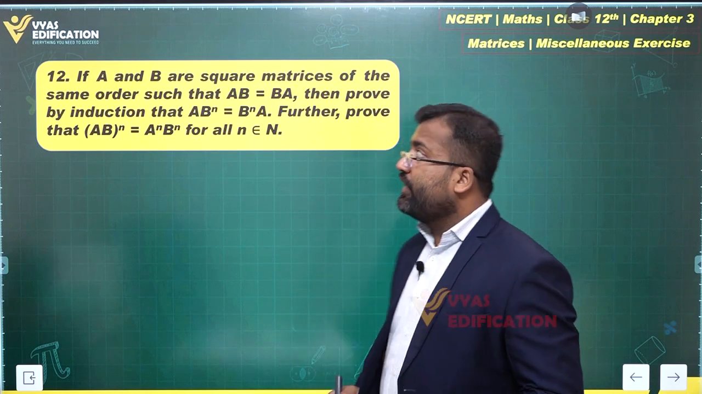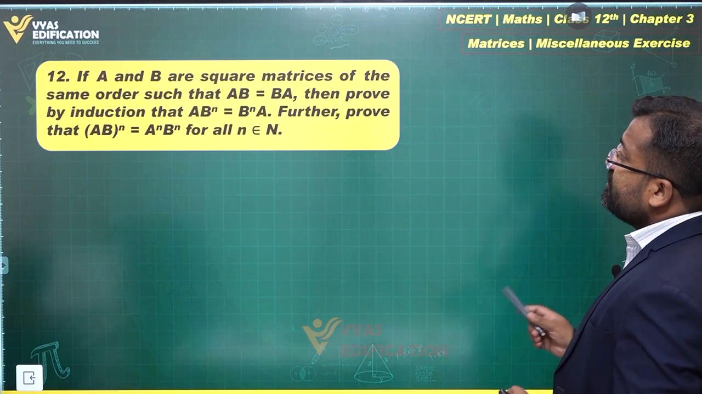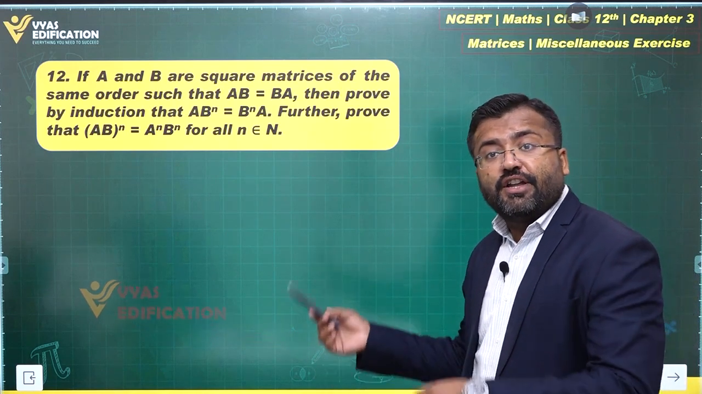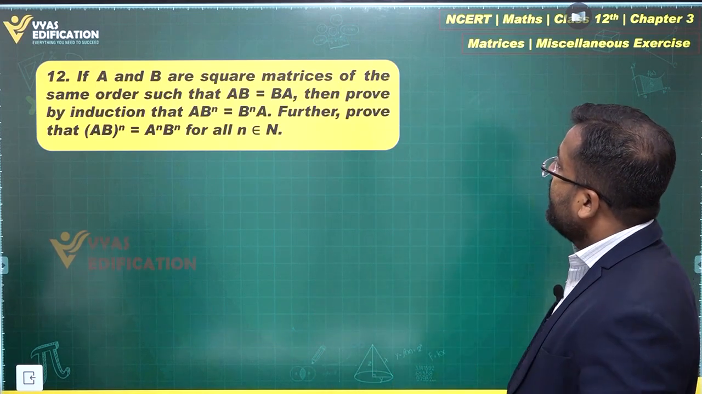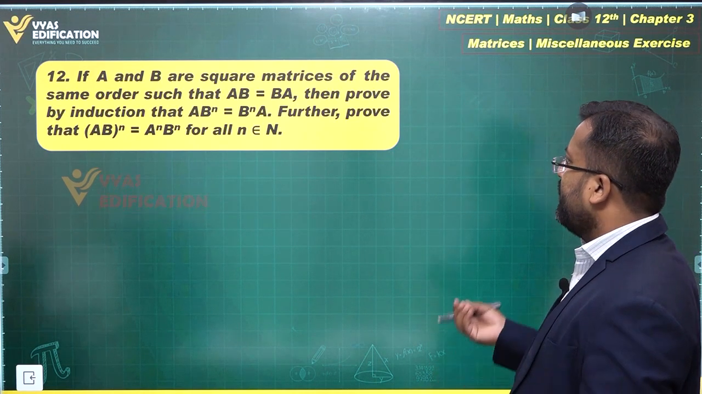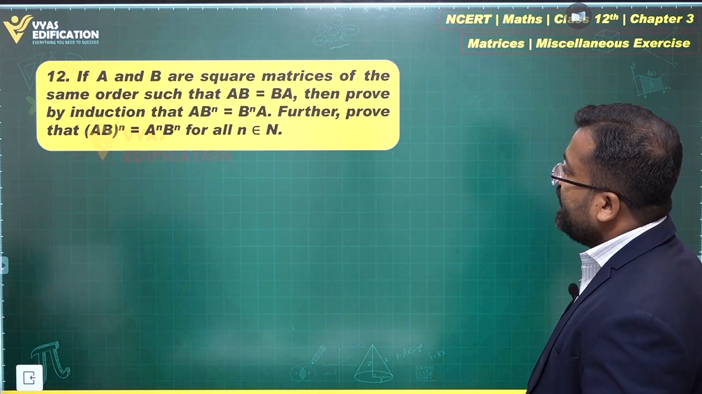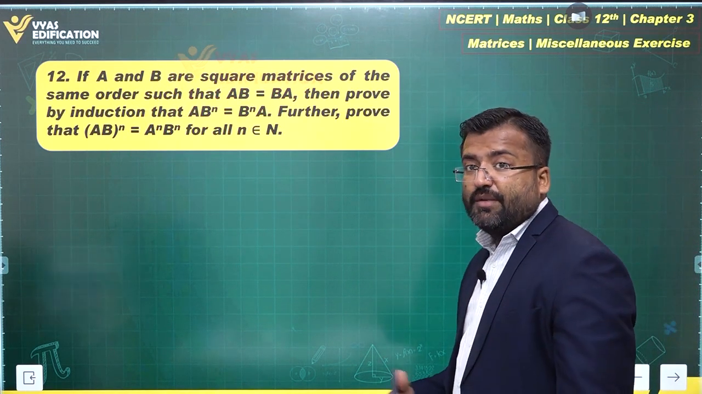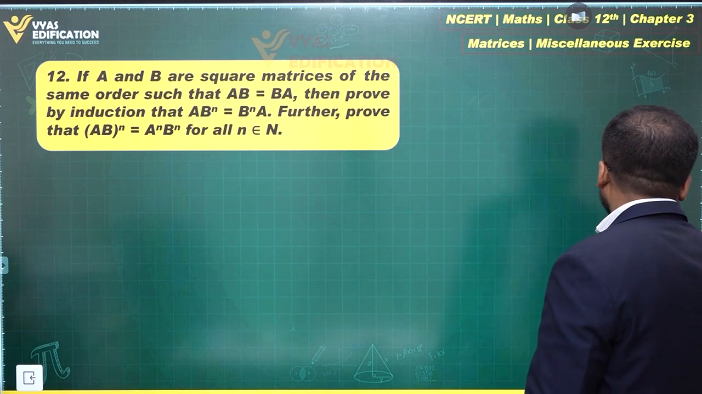Let's discuss this question over here. If A and B are square matrices of the same order such that AB is equal to BA, okay, A and B are commutative in this case. Then prove by induction that (AB) power n is equal to A power n times B power n for all n belonging to natural numbers. Okay, let's do that.